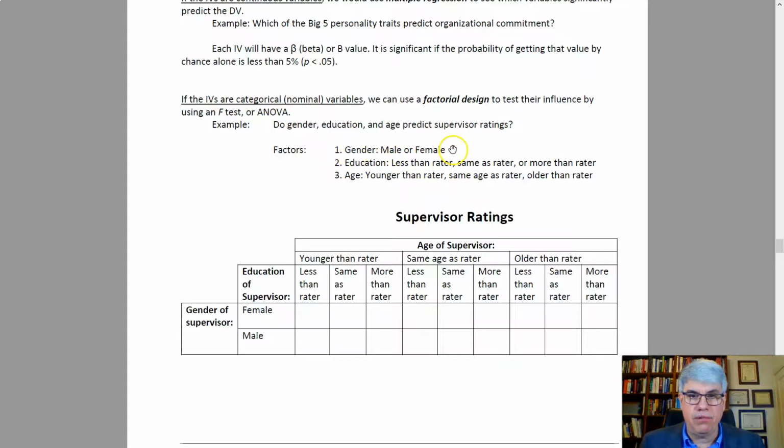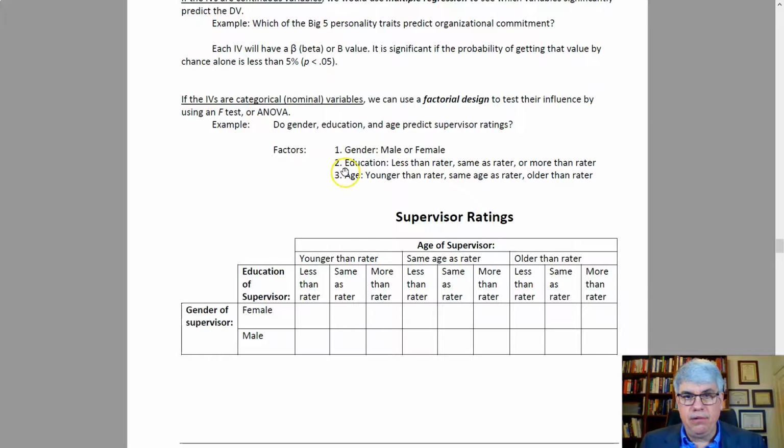Gender would have 2 categories, male or female. Now, we could put in a 3rd category, but to do this type of data, you have to have, in general, at least 30 people in each category. So if you wanted to have another gender, we'd have to have 30 that are younger than the rater, 30 that are the same age as the rater, 30 that are older than the rater, and same thing with age. And so you have to have a lot of data in each of the categories. So it's easier to just stick with the fewer number of categories.